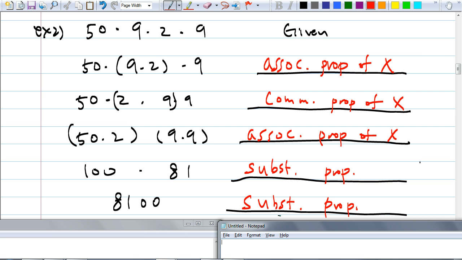And do you see something nice about this? Normally if you see 50 times 9 times 2 times 9, what would you multiply first, normally, guys? Yeah, 50 times 9. But do you see, using these properties, look how nicer it became. If you were to multiply 5 times 2 and 9 times 9, isn't that a lot easier to get the answer? So using these properties, you can simplify these expressions in a simpler way. Does that make sense?